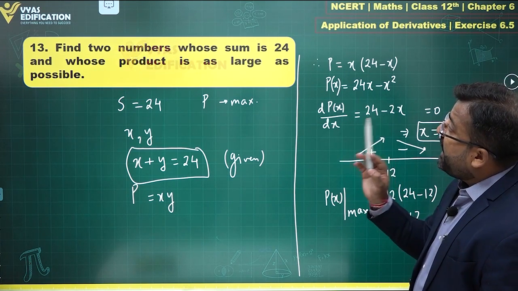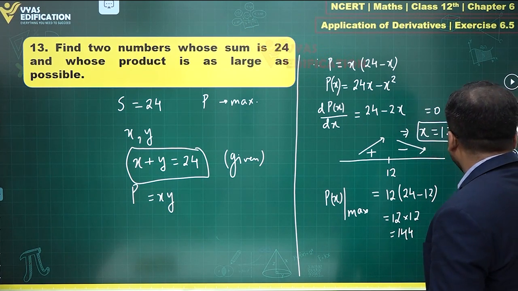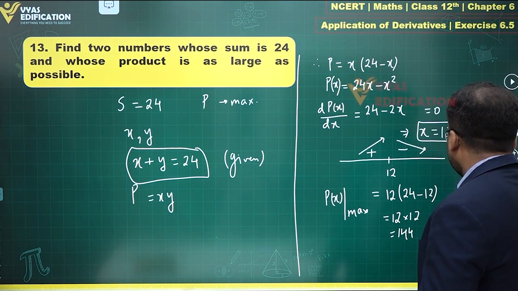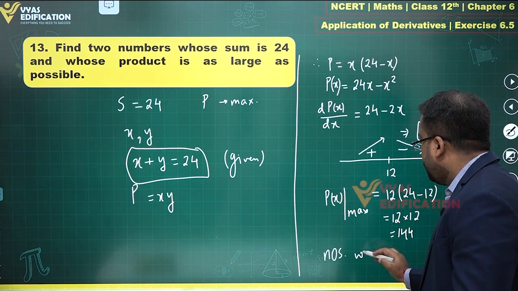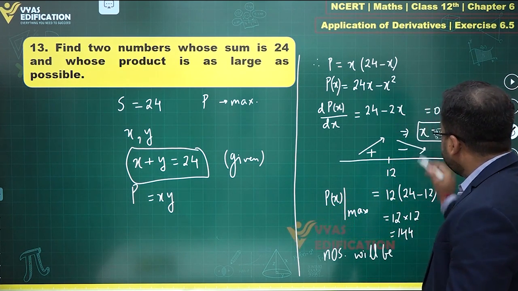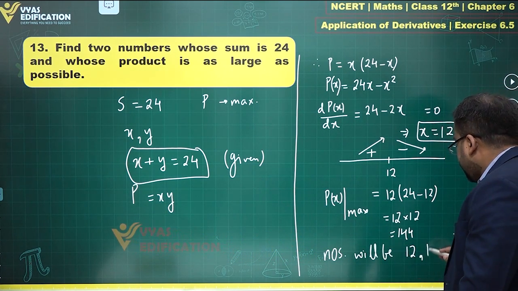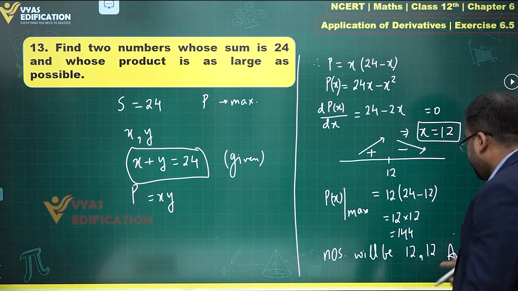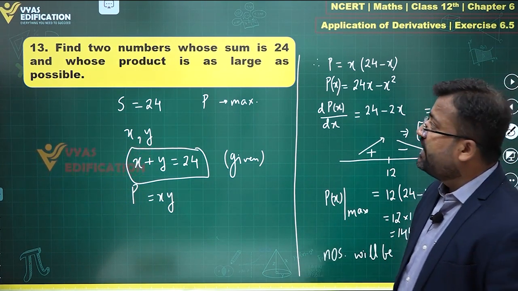So you are supposed to find two numbers whose sum is this and whose product is as large as possible. You are not supposed to find this product. You are actually supposed to find the two numbers. Numbers will be: one of the numbers is x, which is 12. The other number is y, which is 24 minus x, 12. That's my answer for this question. Is that all? Yes, that's the 13th question for us.